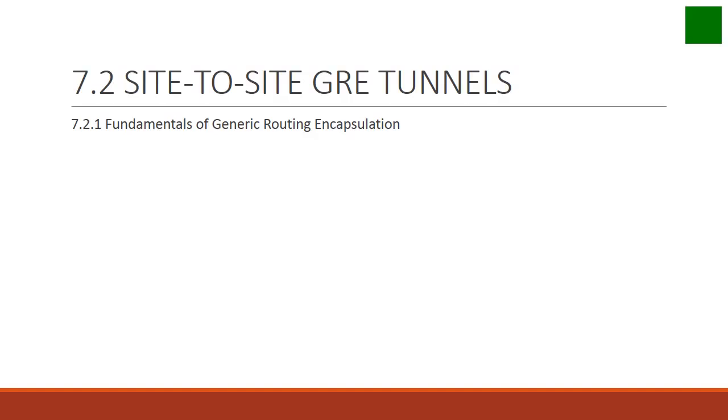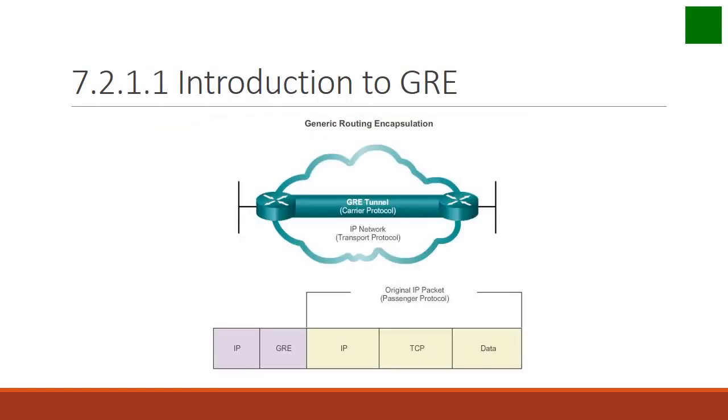Now let's talk about GRE tunnels. Generic Routing Encapsulation, or GRE, is one example of a basic, non-secure site-to-site VPN tunneling protocol. This protocol was developed by Cisco, and it can encapsulate a wide variety of protocol packet types inside IP tunnels. GRE creates a virtual point-to-point link to Cisco routers at remote points.